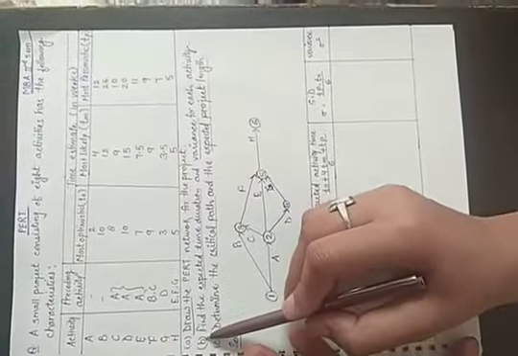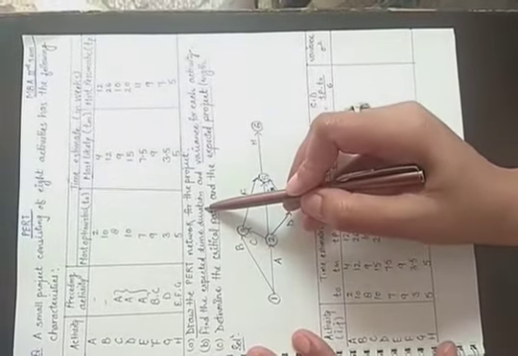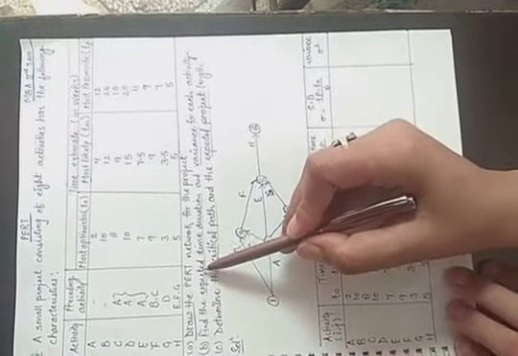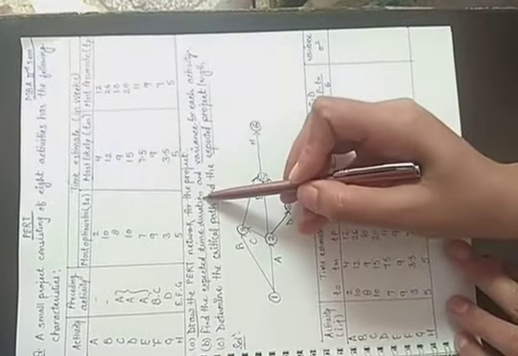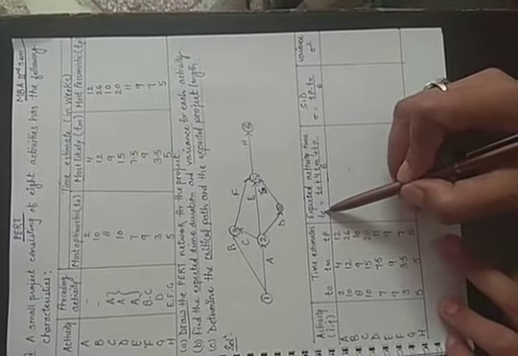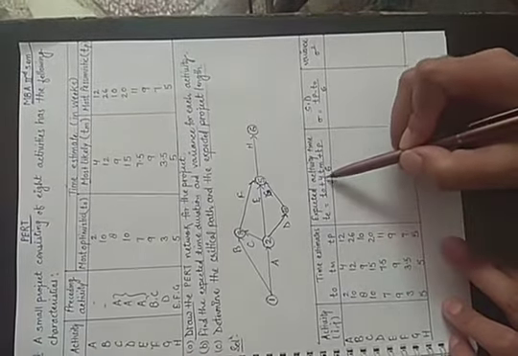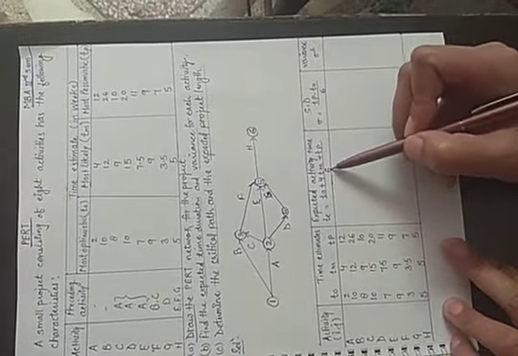Now come to the second part. Find the expected time duration and variance for each activity. So we will find out the expected time duration by the formula TE, where the suffix E denotes the expected activity time, equal to TO plus 4 into TM plus TP, divided by 6. We will put the value in this formula: 2 plus 4 into 4 plus 12, divided by 6. That is equal to 30 upon 6, equal to 5.